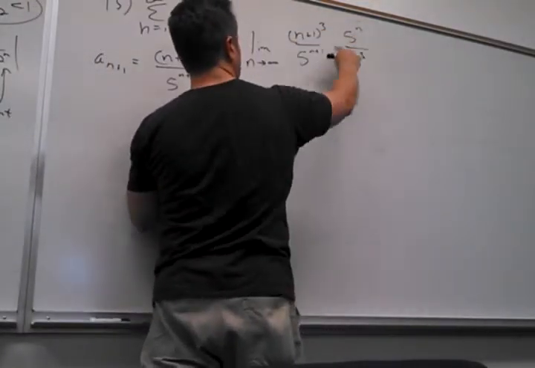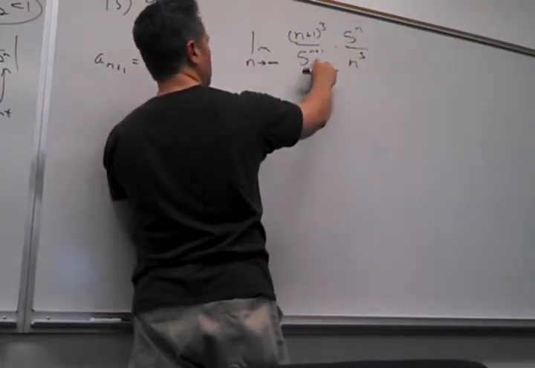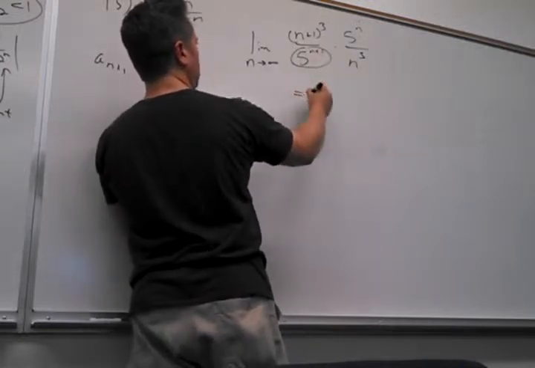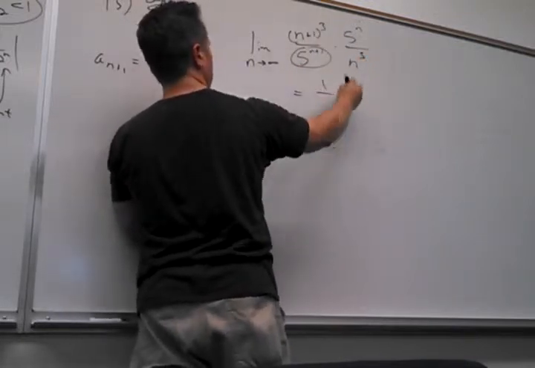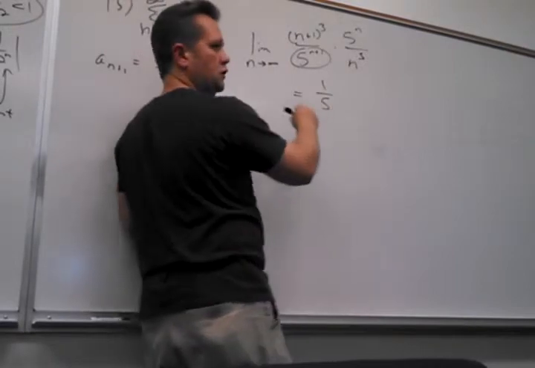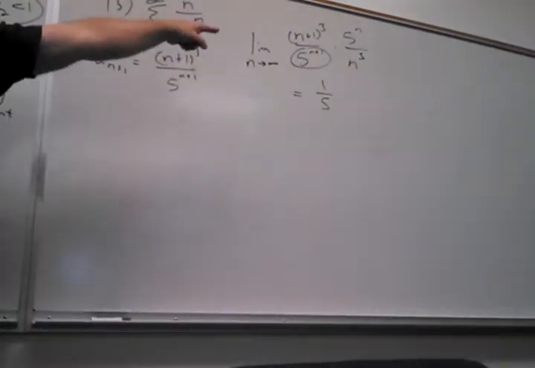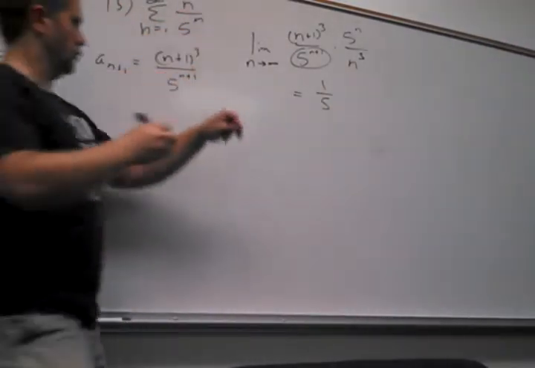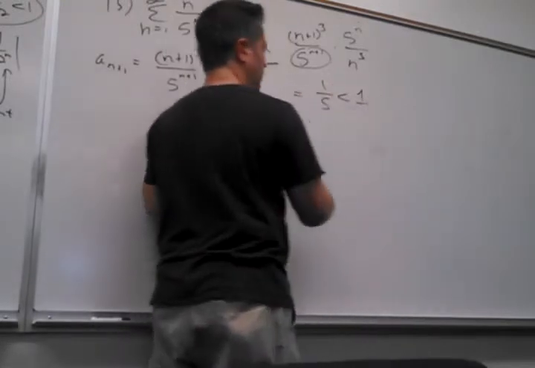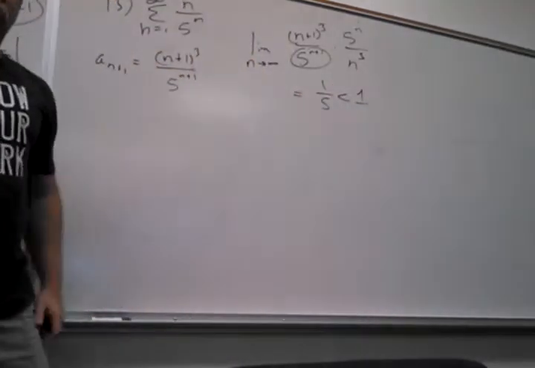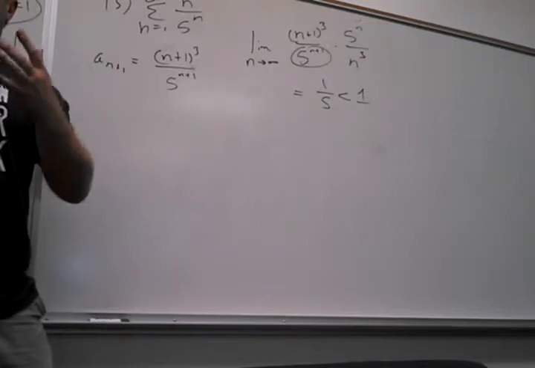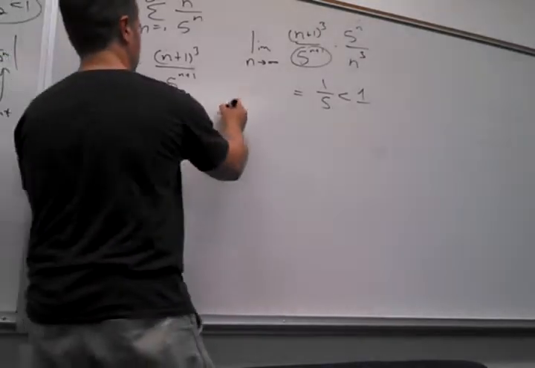What happens between these two? You just get a 5 on the bottom. Yeah, you've got an extra 5 here. So this limit is going to be 1 over that extra 5, which, the important thing for the ratio test, is less than 1, which means this is absolutely convergent. Be very careful. You've got to be more specific about your convergence now.